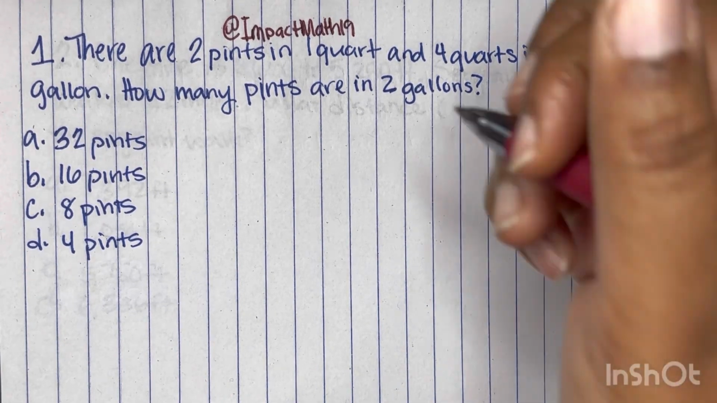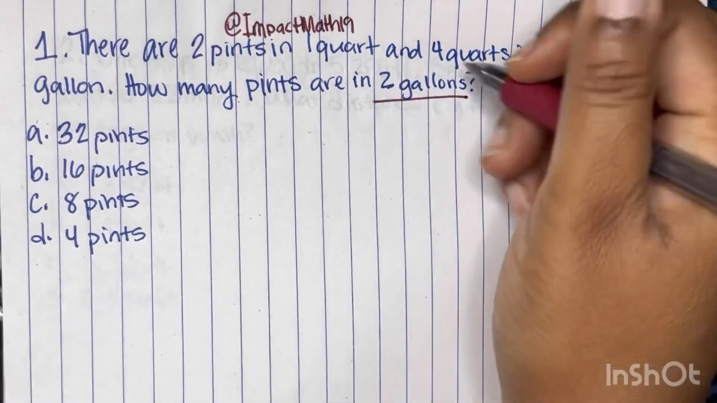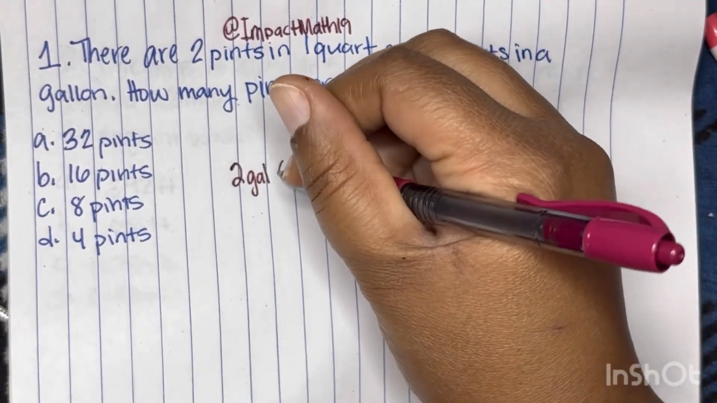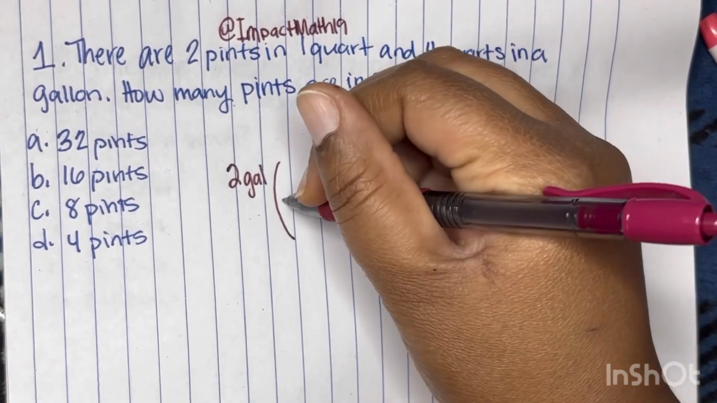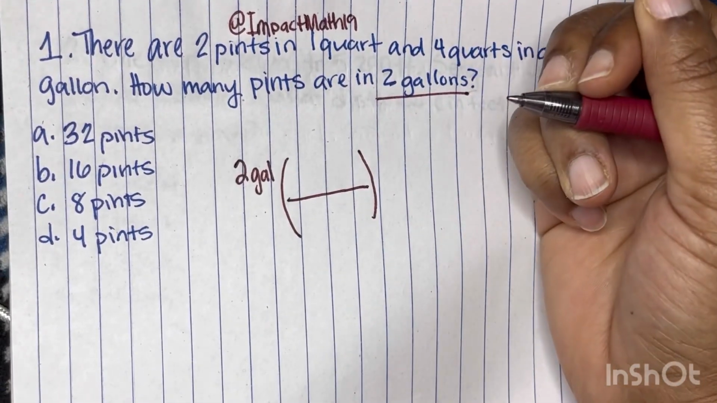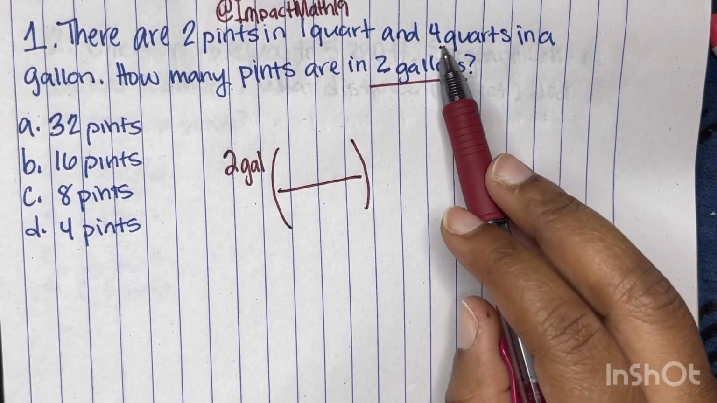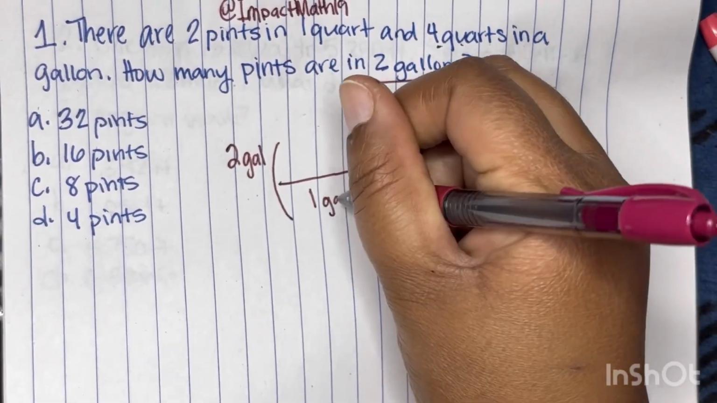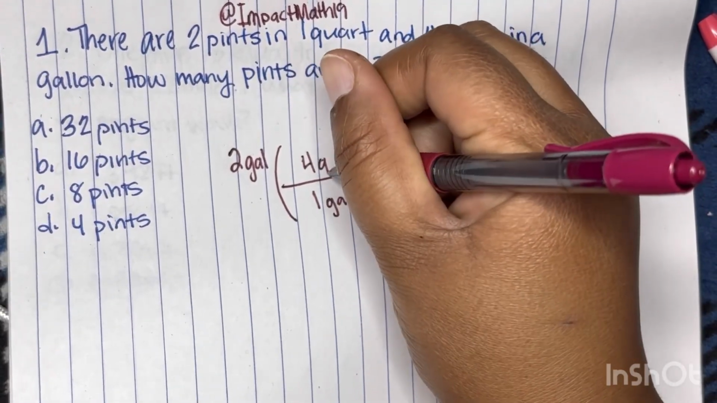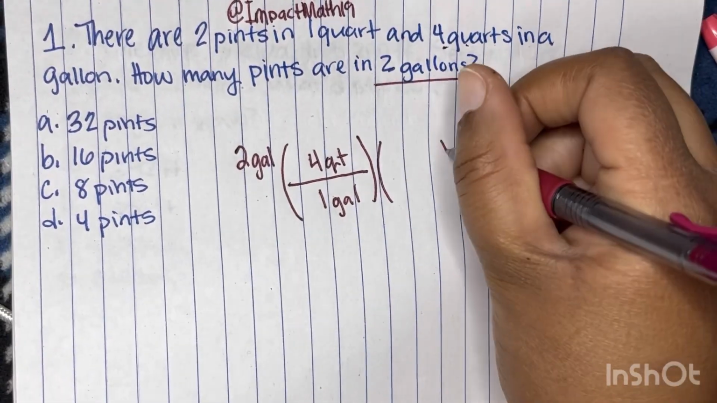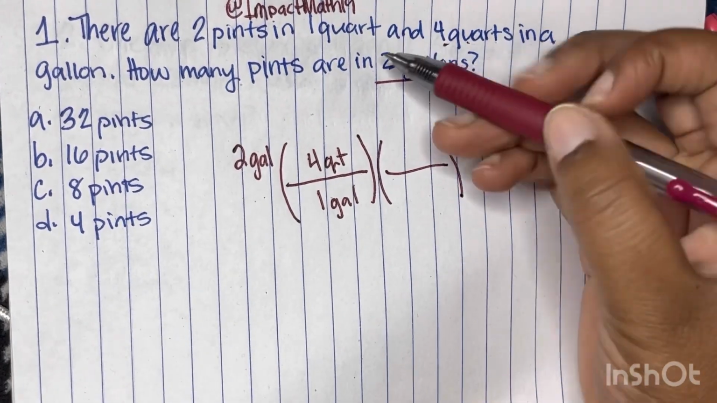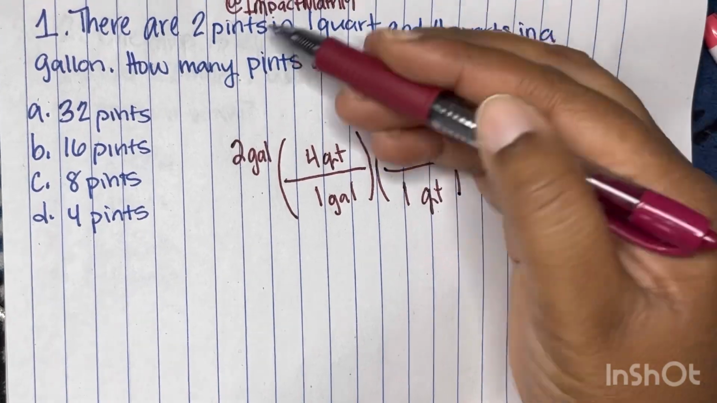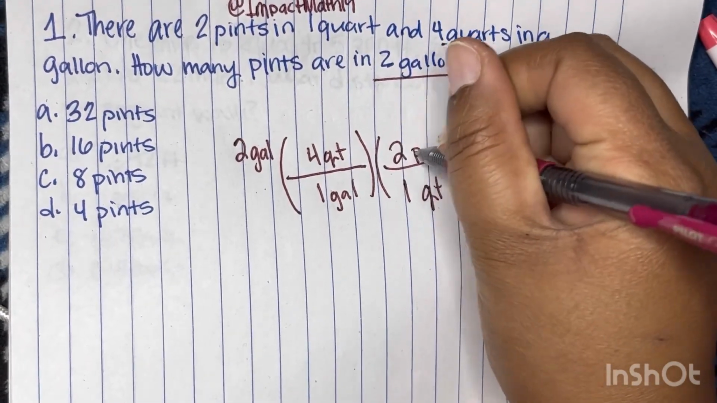So what we're going to do is start with what's given. Okay. So we're starting with 2 gallons. Now we need to cancel out the gallons because we're trying to get to pints. But they told us 4 quarts in 1 gallon. So we know 1 gallon is equal to 4 quarts. Okay. Now we need to cancel quarts to get to pints. Well, 1 quart, because they told us 1 quart is 2 pints.